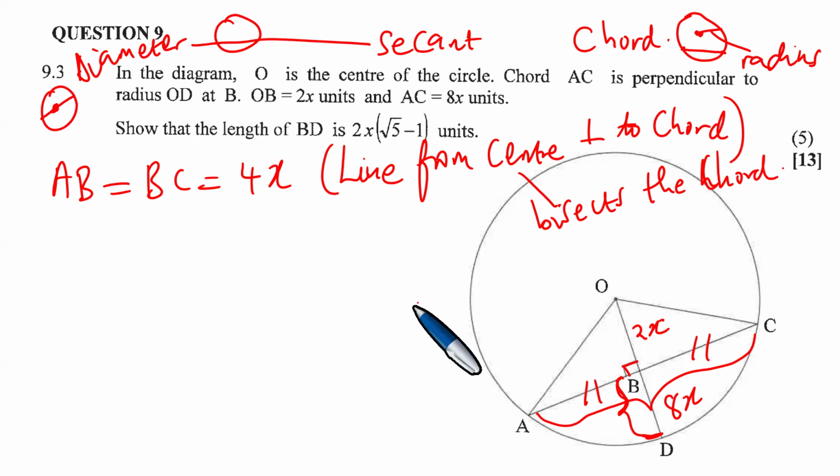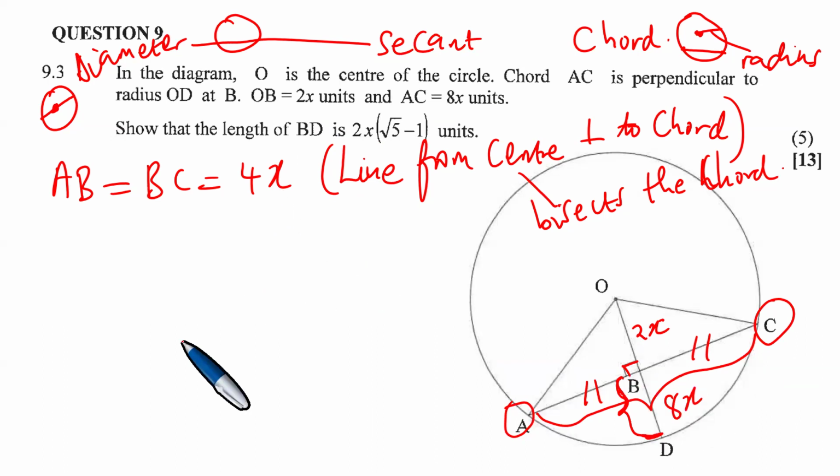Now, if you look at a circle, at this point, I don't want to start preaching here, but I want to solve this problem. So we are told that the whole of AC is 8x. From A to C, this is A, and this is C. What is half of 8? 8 divided by 2 is 4x. And that is why we're able to see that AB equals BC equals 4x.